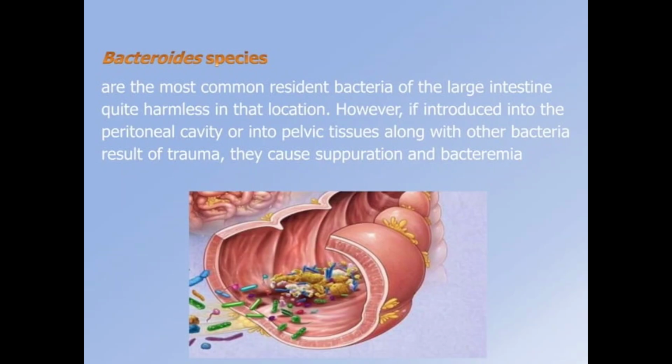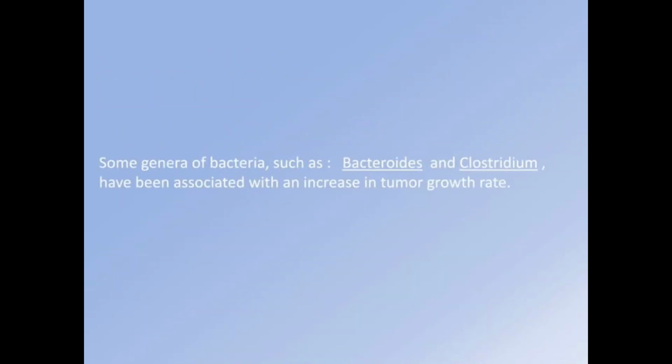Bacteroides species are the most common resident bacteria of the large intestine, quite harmless in that location. However, if introduced into the peritoneal cavity or into pelvic tissues along with other bacteria as a result of trauma, they cause suppuration and bacteremia. Some genera of bacteria such as Bacteroides and Clostridium have been associated with an increase in tumor growth rate.